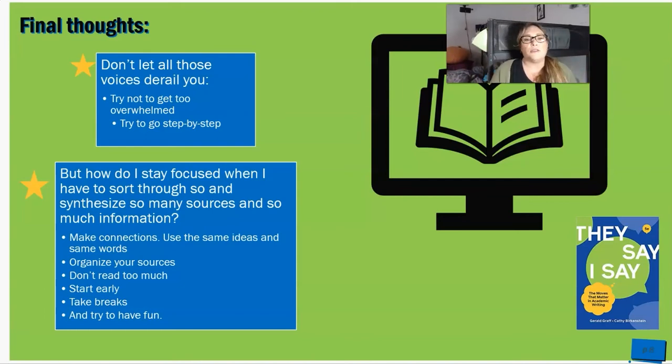But how do you stay focused when you have to sort through and synthesize so much information? Make connections. Sort of like how I said, if something's only happening in one article and not in other ones, fine. Now try to make some connections, right? Use the same ideas and the same words. Organize your sources. Don't read too much. I find that students will often come to me, this is in the before times, with a stack of paper this big. And they're like, I've been through 35 articles. It's too much. You can't do it. You can't synthesize that much information for a 5 to 7 page paper.